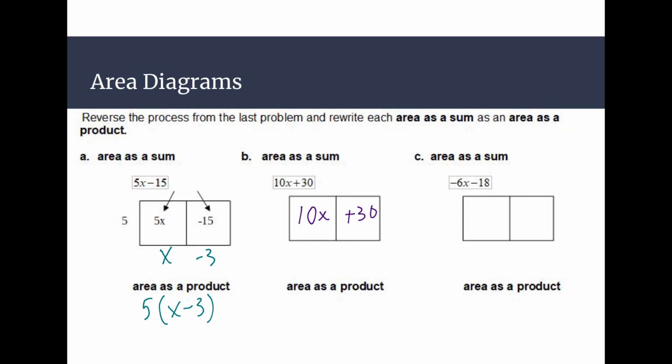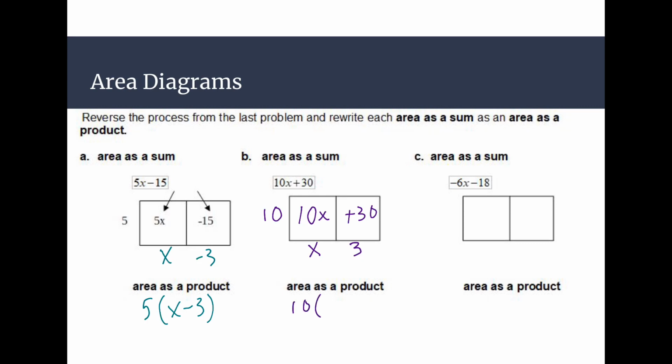Answer here is going to be 10. Notice there are other factors you can take out, right? You can take out a 2 or a 5. But we always want to try and take out our greatest common factor. So 10 times what gives me 10x, be x. And 10 times what gives me a positive 30, that'll be 3.